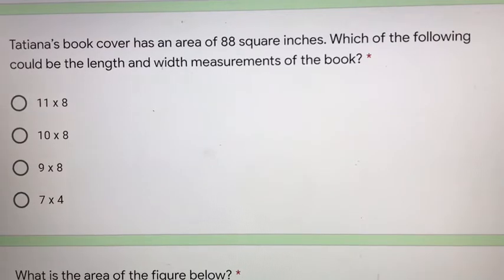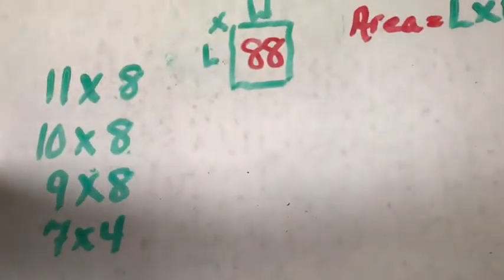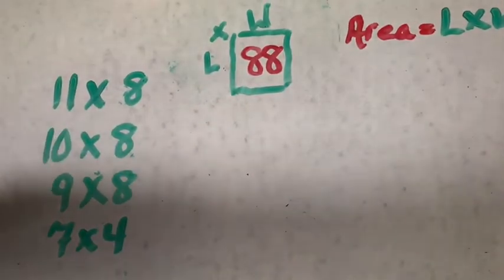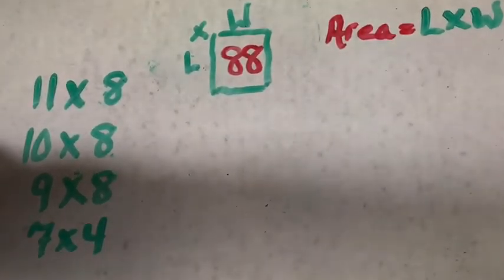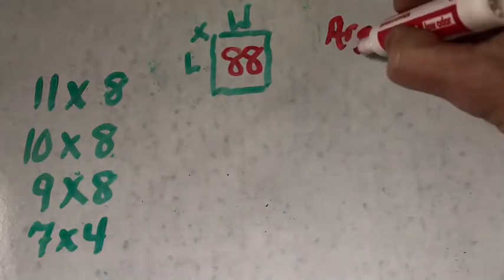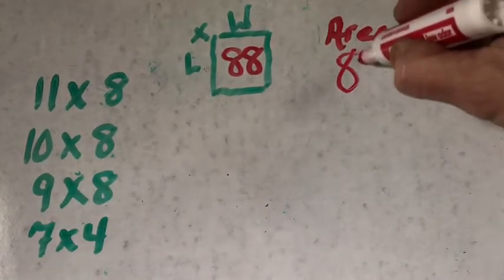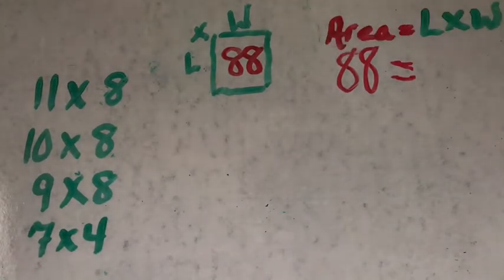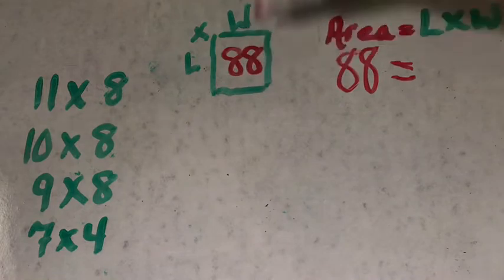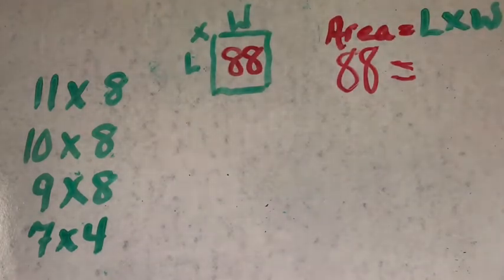So I remember area equals length times width. They've already given me the area as 88. So I'll put 88 right here. And then you can see that in my little picture, I drew a book cover and area is 88, the whole inside. Now I have to figure out which one of these is correct.